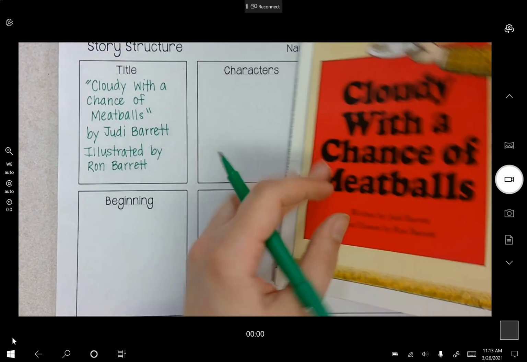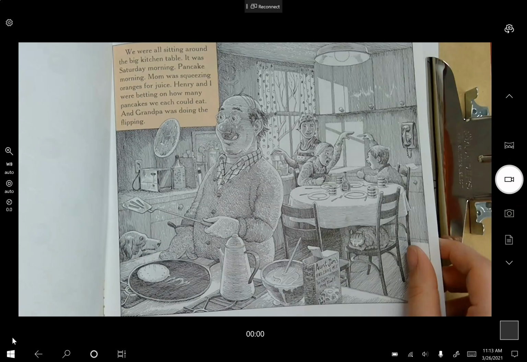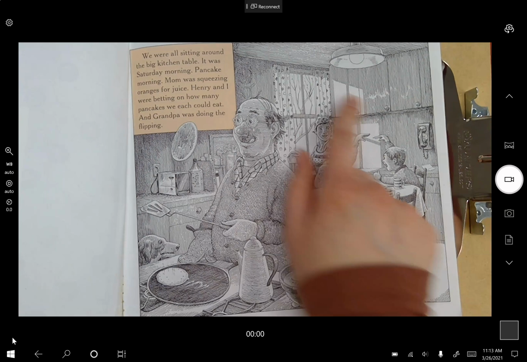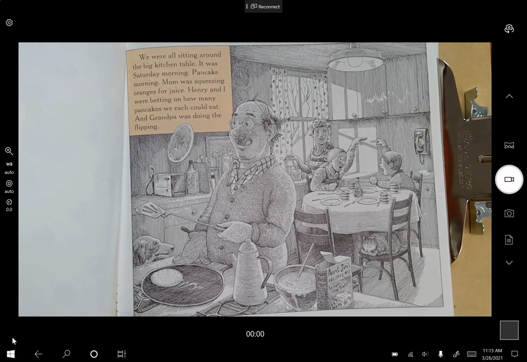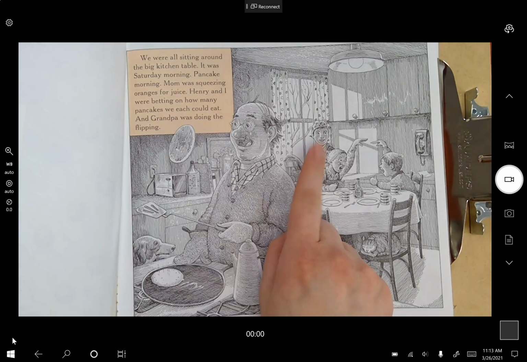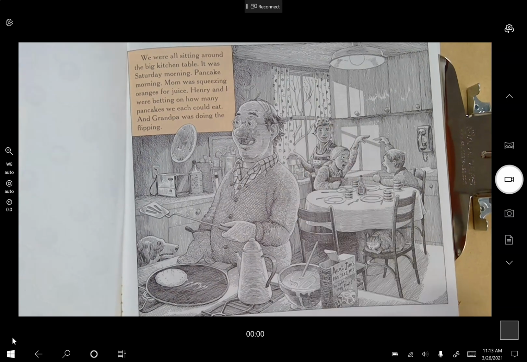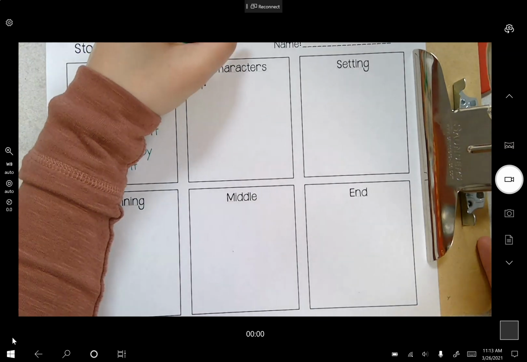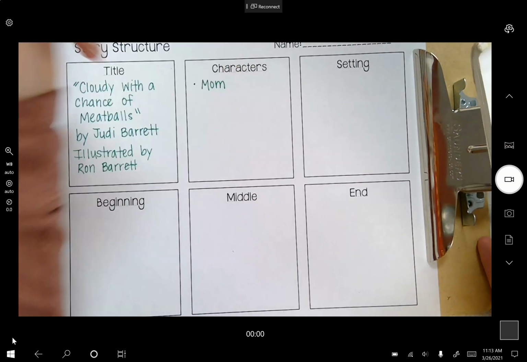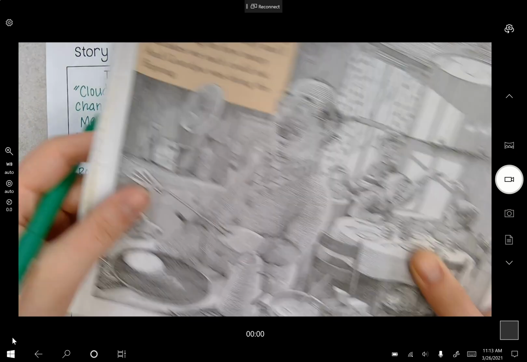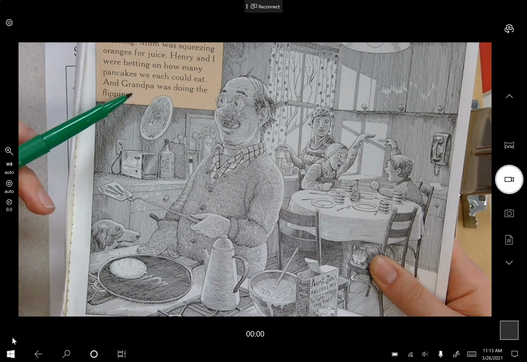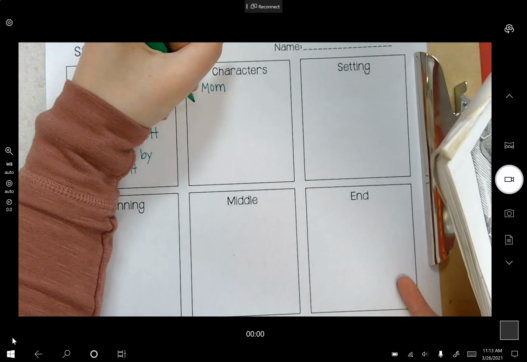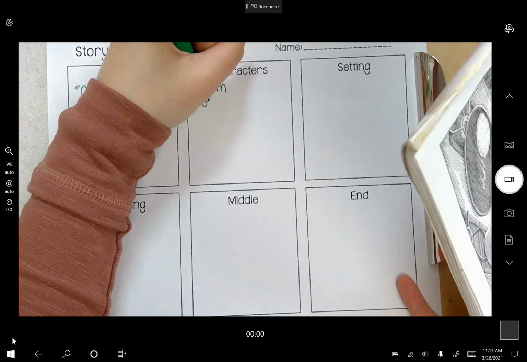Okay, so if we remember, we're introduced to the characters pretty early on. So here on this page, here's the characters that we have. It says Mom. Here's the mom. I don't know, she doesn't play a huge part in the story, but I think we could still mention her. So we're just gonna make a list. So Mom was a character. They don't necessarily give us her name. They just call her Mom. We have Mom. We have Grandpa, who plays a very important part in the story. We have Grandpa.